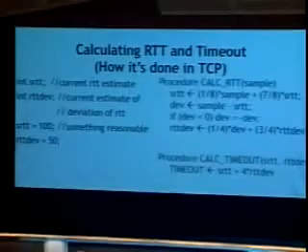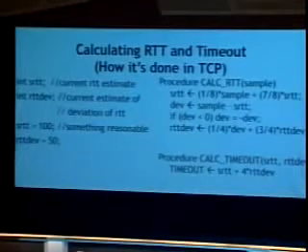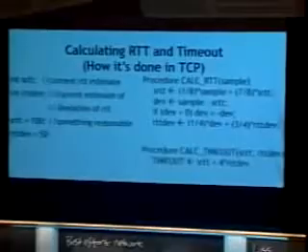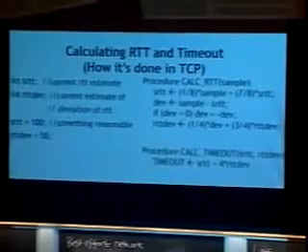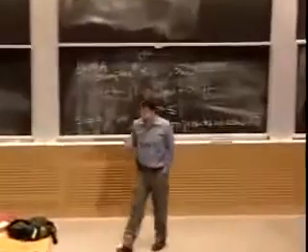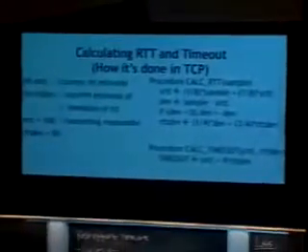Every time a new sample of the round trip time comes in, we call this calc RTT function. What the calc RTT function does is update the round trip time using the formula that we've seen here. And in the case of TCP, people have experimented with different values, and the number that is typically used is 1/8.